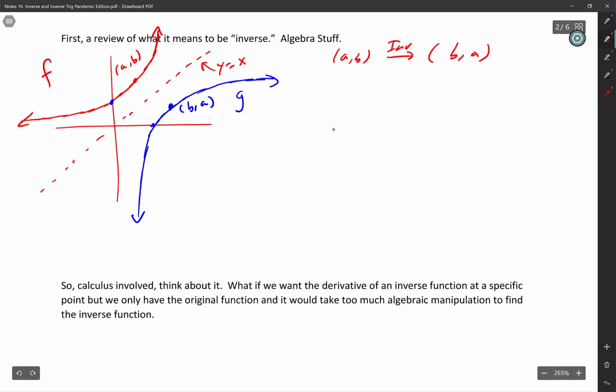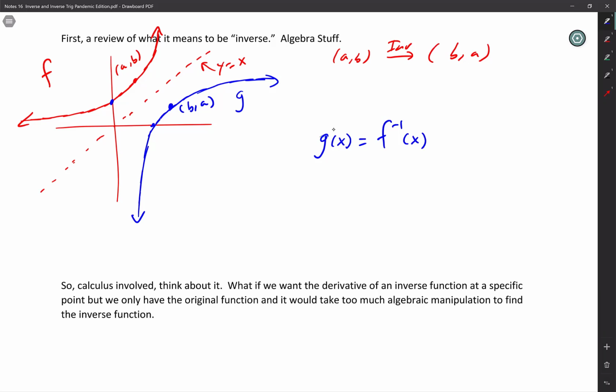So what did I just say? I said that G is the inverse of F. Is anyone confused at the moment? Okay.